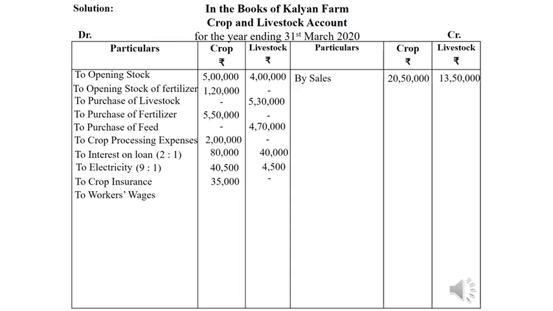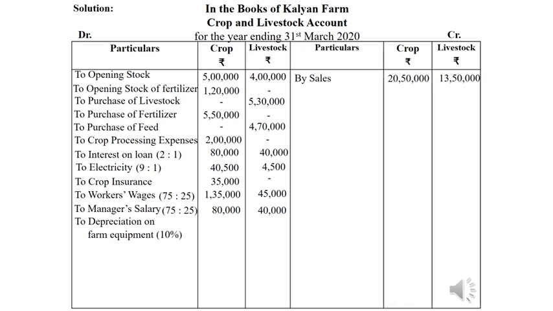Then workers' wages, it is given 75% to 25%. Therefore, apportion it in the ratio of 75 to 25. 1,35,000 and 45,000, 1,80,000 is the total. So find out 75% and 25% and record under respective heads. Similarly, manager's salary 75 to 25%, 90,000 and 30,000. 1,20,000 is the total of manager's salary that has to be apportioned between crop and livestock in 75 to 25 ratio.